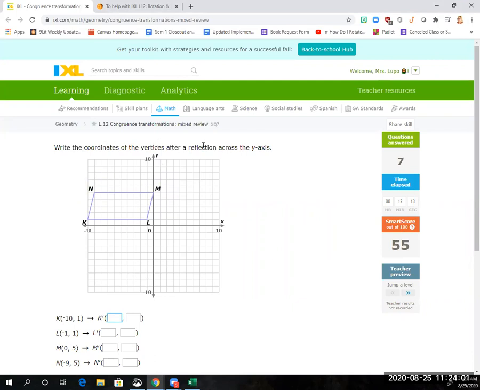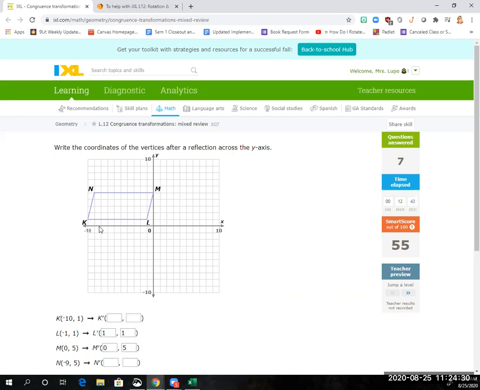Write the coordinates of the vertices after reflection across the y-axis. Notice this point M is on the y-axis, so it's not going to change. So I'm going to go ahead and move down here. And that one is going to stay the same, okay? Because I just want to know the distance it is from the y-axis. Well, it's on the y-axis, so its distance is 0, so it doesn't move. This L is 1 away, so it's going to go 1 this direction. So that will be a positive 1, positive 1.